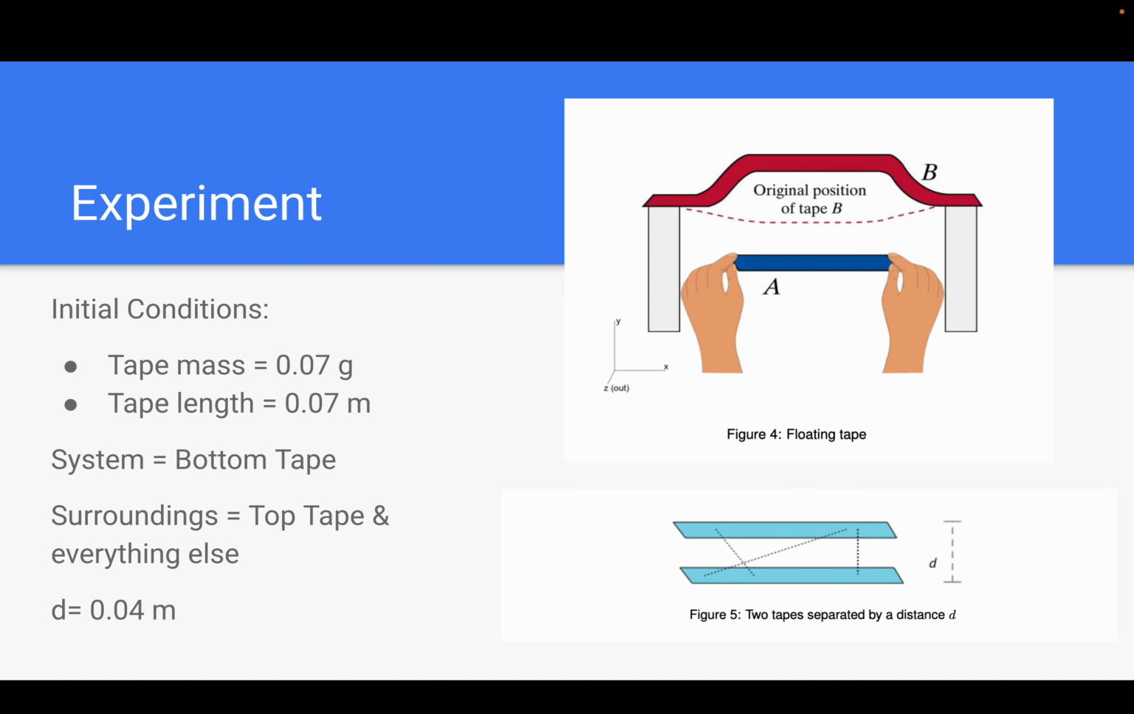So the setup of the experiment is shown in this image. The initial conditions for our experiment were that the tape mass was 0.07 grams and the tape length was 0.07 meters. In our experimental setup, it was the opposite of what is shown in the image here. So our system was actually the bottom tape and the surroundings were the top tape and everything else. And we found the distance between the two pieces of tape to be 0.04 meters.